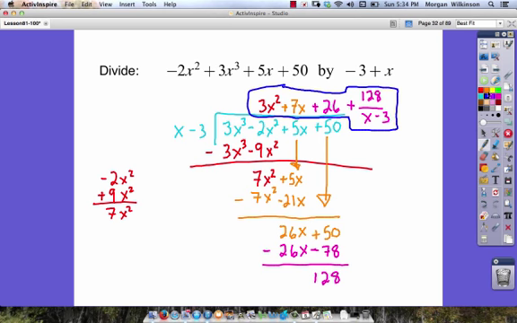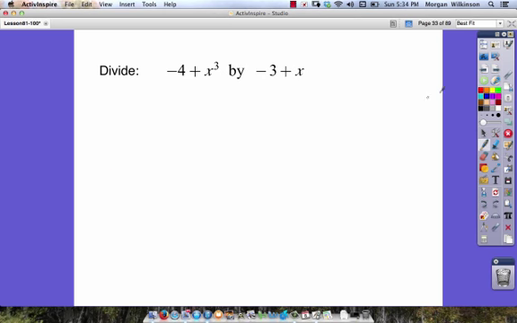Let's look at one more. Let's divide this one. Negative 4 plus x to the third by negative 3 plus x. So we need to write everything in descending order based on the variable. So we're going to get x to the third power plus, and this is where this problem's a little tricky. We have 0x squareds, so we've got to write 0x squared. We've got 0x's, so we need to write plus 0x. And then we have minus 4. And we're going to divide this all by x minus 3.